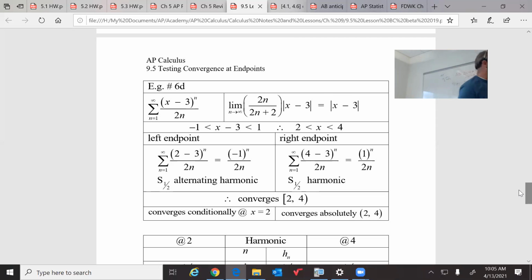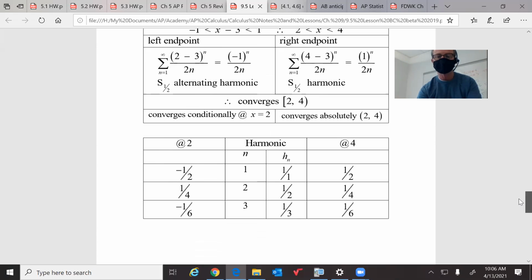It converges absolutely on 2 to 4 exclusive of the endpoints. But when you include the endpoints, 2 is included and 4 is excluded. So here's what happened. If I put those numbers in here, the first 3 terms, -1/2, 1/4, -1/6, that's converging. 1/2, 1/4, 1/6 is diverging.